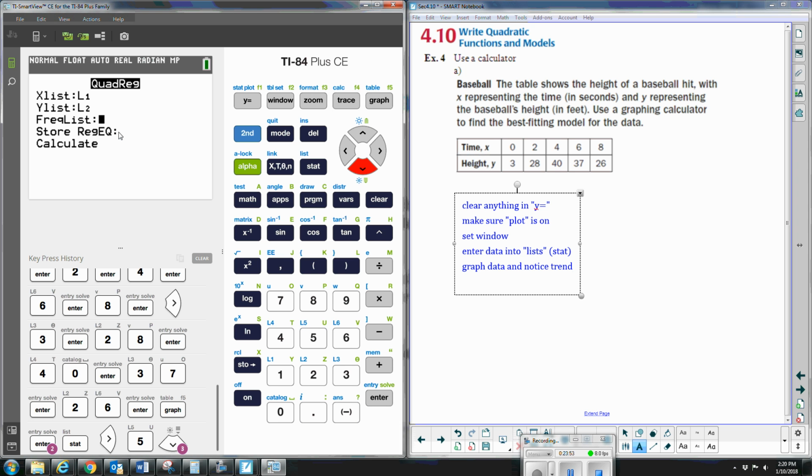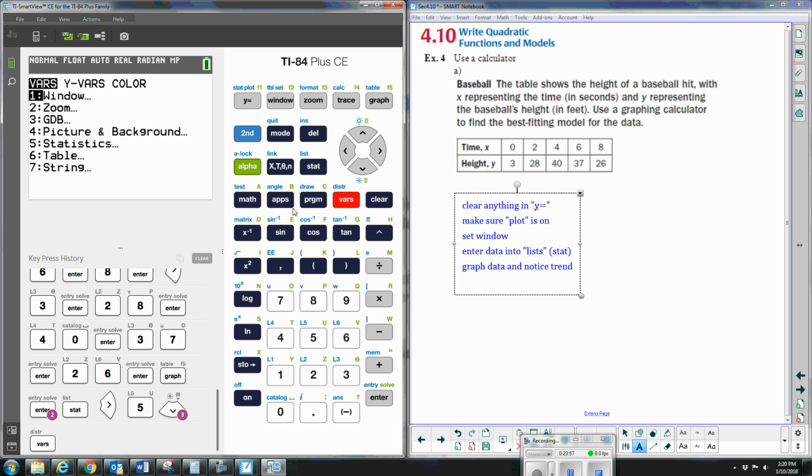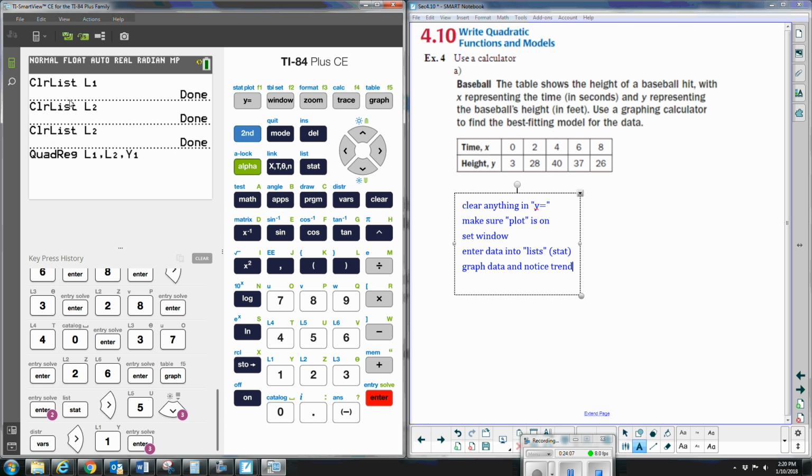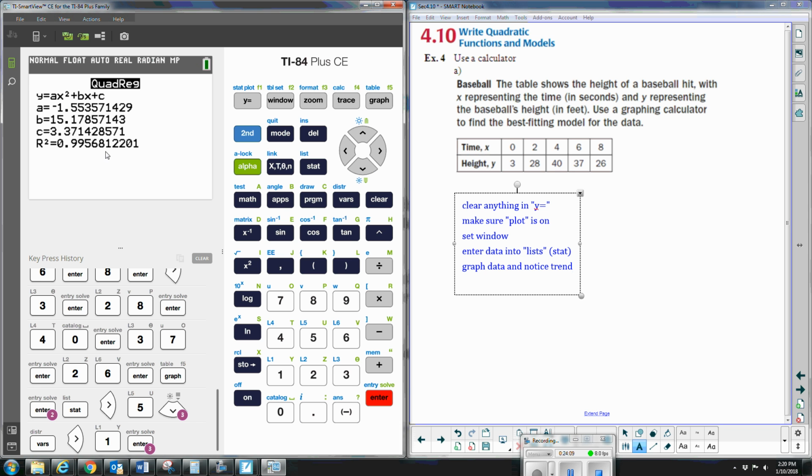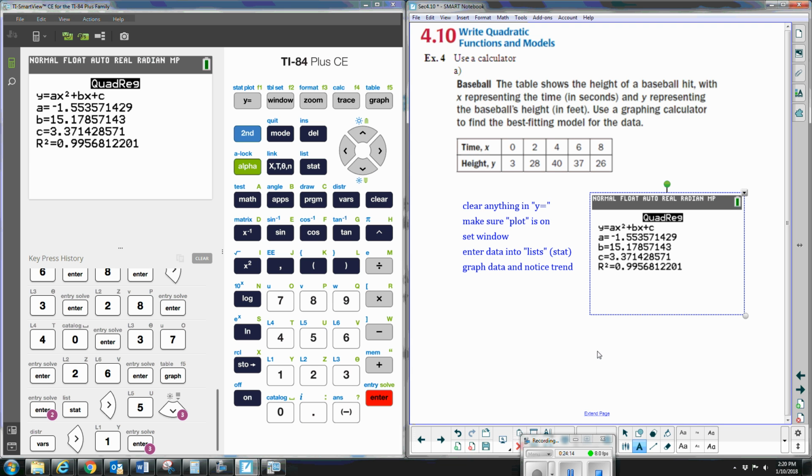And then I'm going to store my equation so that I can graph the line. To do that, you go to vars, the variables, and I'm going to scroll over to my y variables function, and I'm going to store it in y1. Then I'm going to calculate. When I calculate it, it gives me this big long thing, which I'm just going to pull over here. But it also gives me the generic formula, y equals ax squared plus bx plus c. So it gives me my a, my b, and my c.